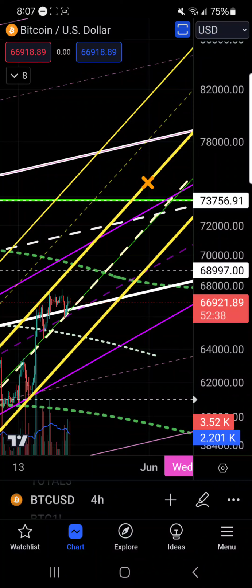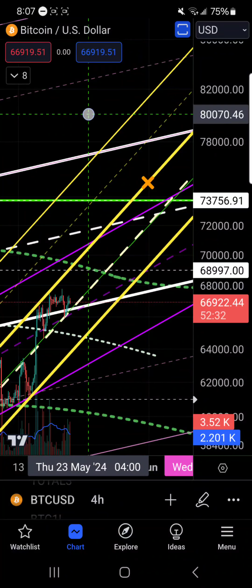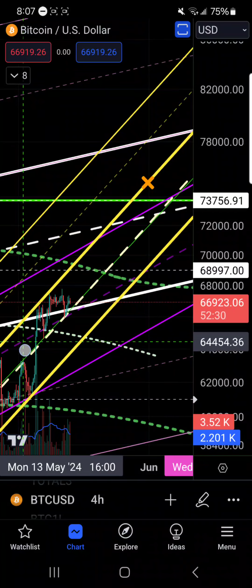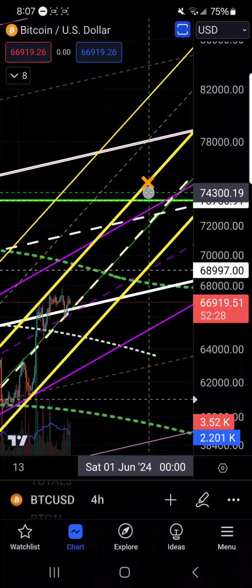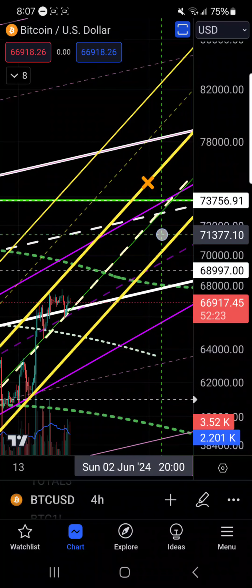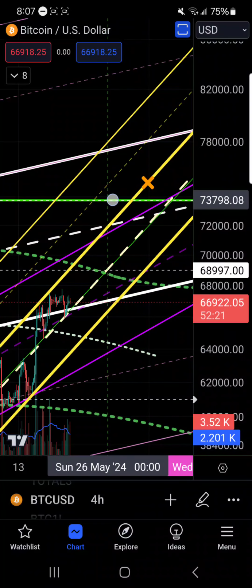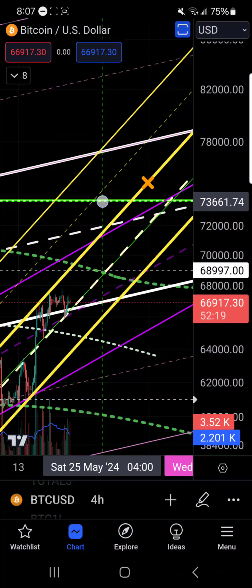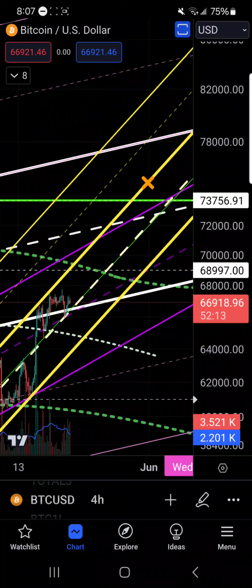I've got rid of those lines, but I've left the target there, the orange X, which certainly seems doable as we're moving upwards, headed right there, upwards in this parallel channel. That would bring us to 75K, which would be above this resistance we've been banging our heads on. Not very much, mind you.